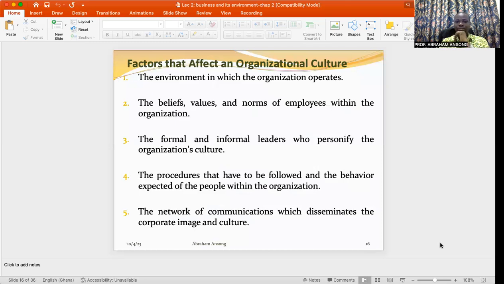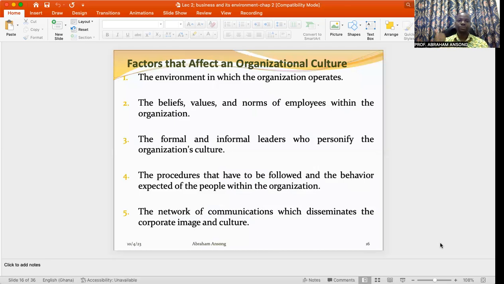Then the beliefs, values, and norms of employees within the organization. As we said much earlier, what the organizational culture seeks to do is to harmonize. In spite of all your beliefs or your personal values and norms, it is not important. The organizational culture seeks to establish a new standard for everybody, but that is in theory. In reality, people still have their own beliefs. They still hold on to their values and their norms, and that can conflict with the standard organizational culture that we want to establish.